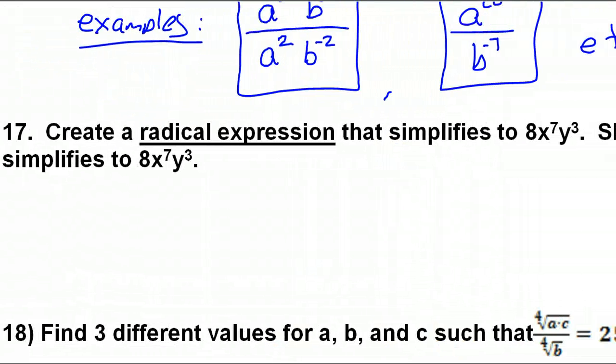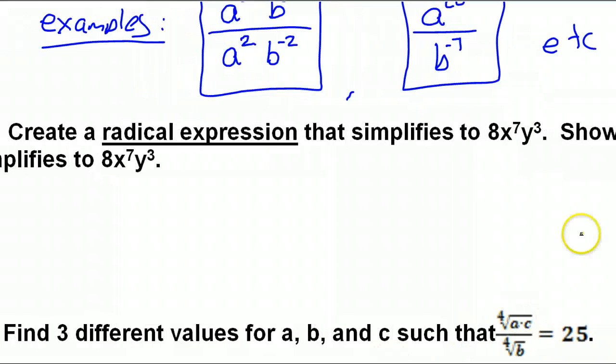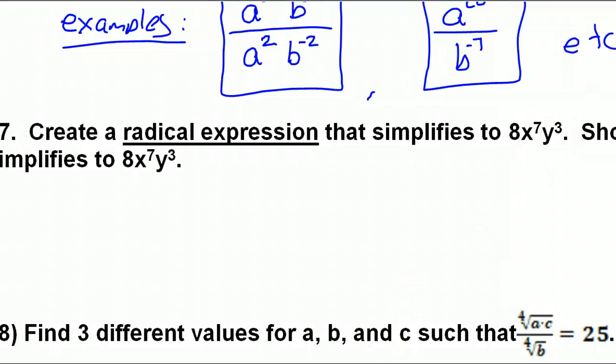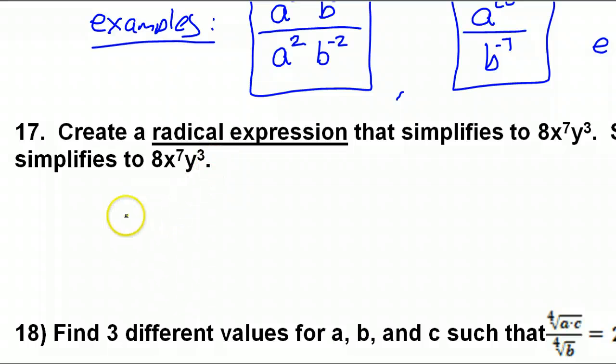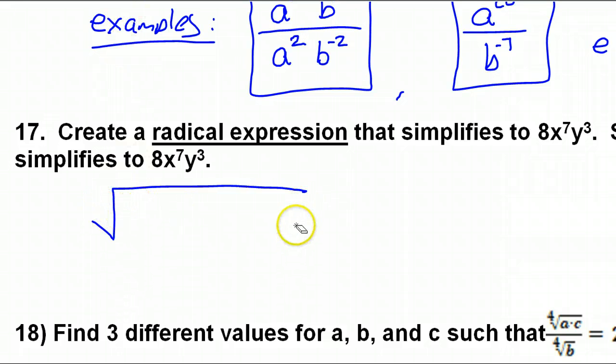Create a radical expression that simplifies to 8x to the 7th power y to the 3rd power. Okay, a radical expression. So you had to know what a radical expression was. That's something that involves a root, and it could be the square root, cube root, 4th root, 5th root, any kind of root you want. I'm going to go with square root, just because it's really simple. If I want to get 8, the square root of what is going to give me 8? Well, 64. Square root of 64 is 8.